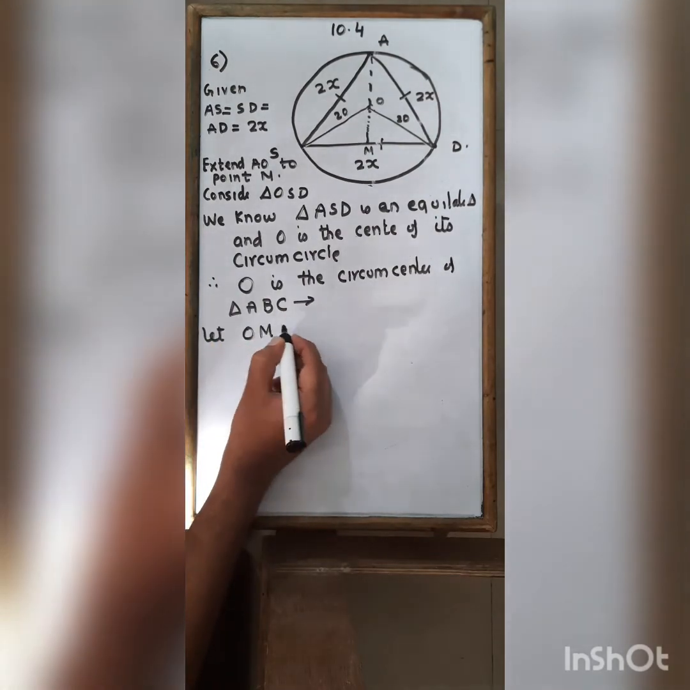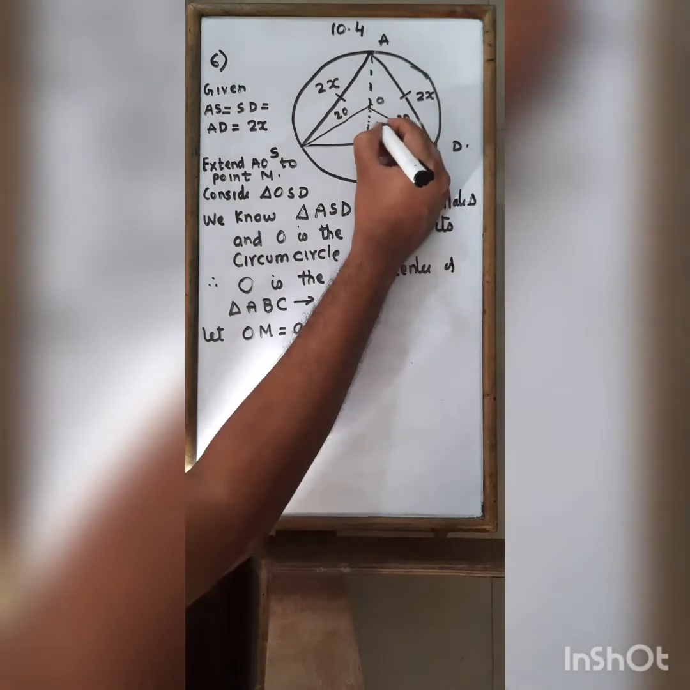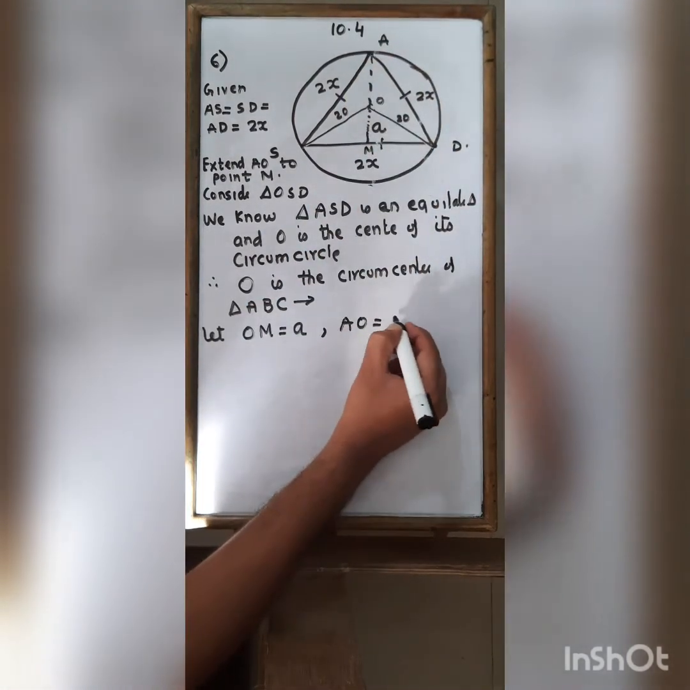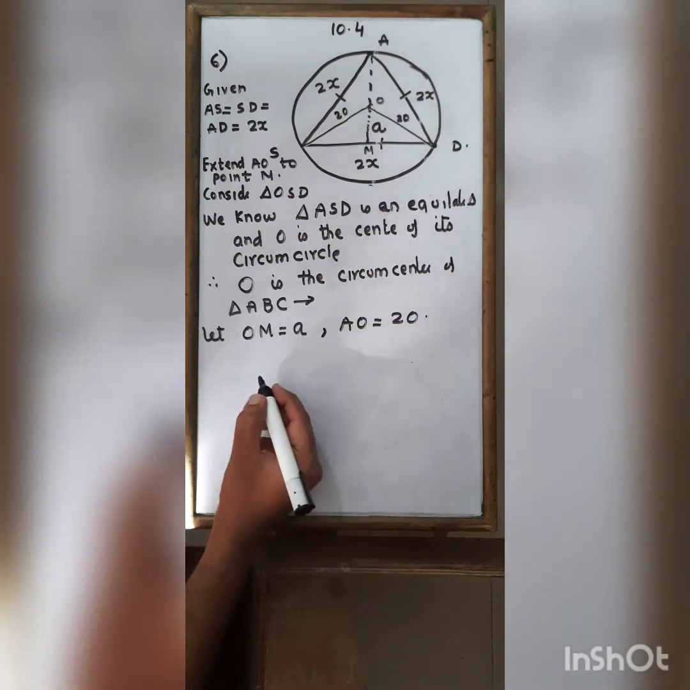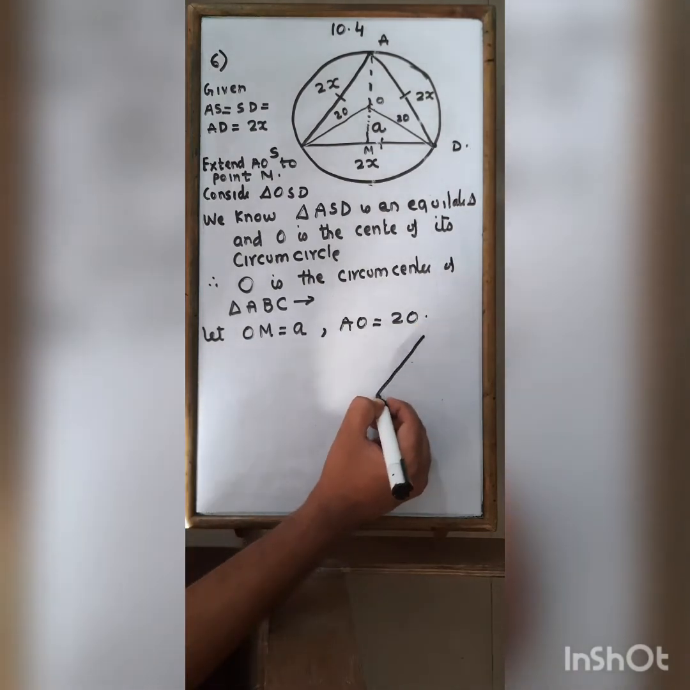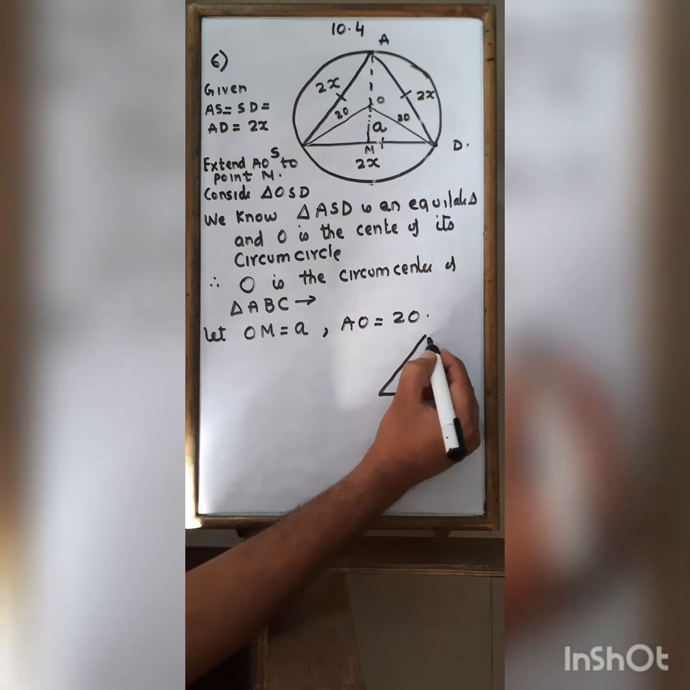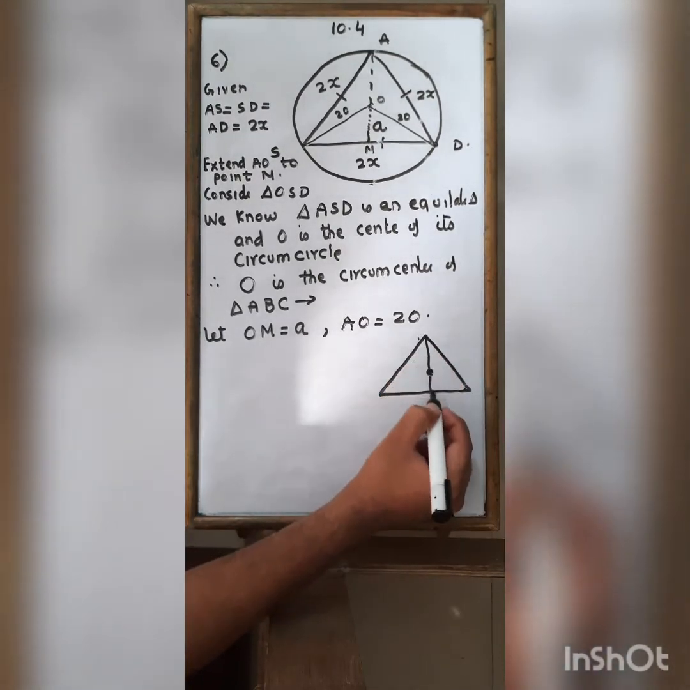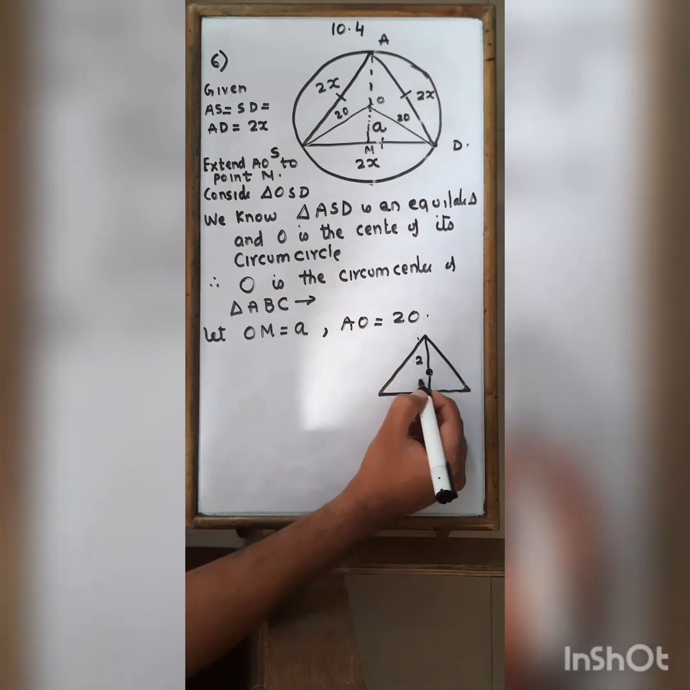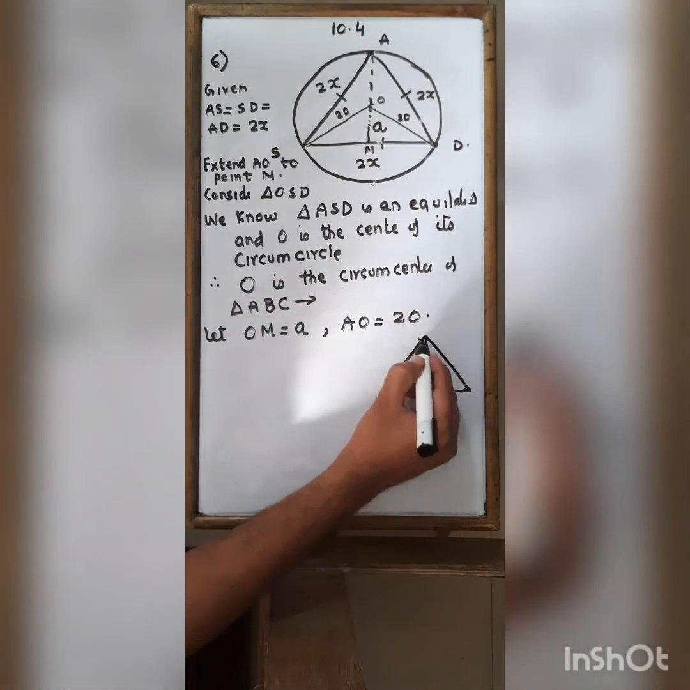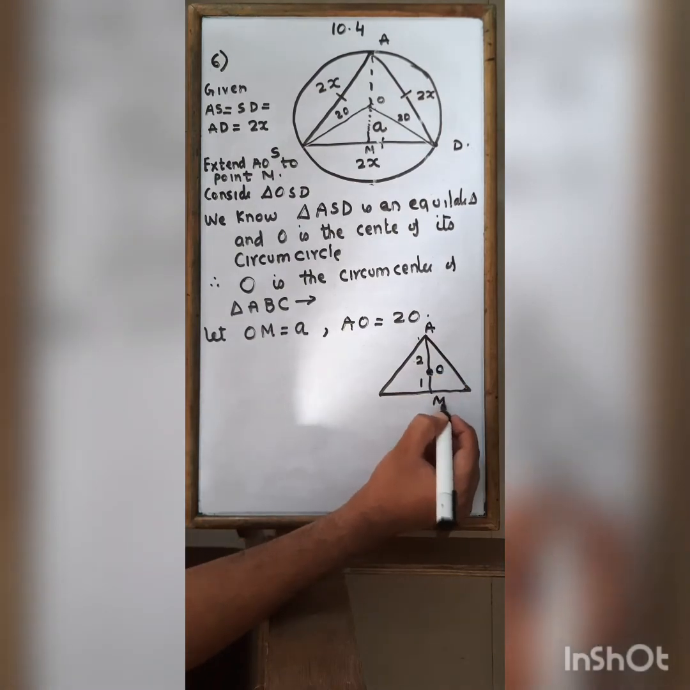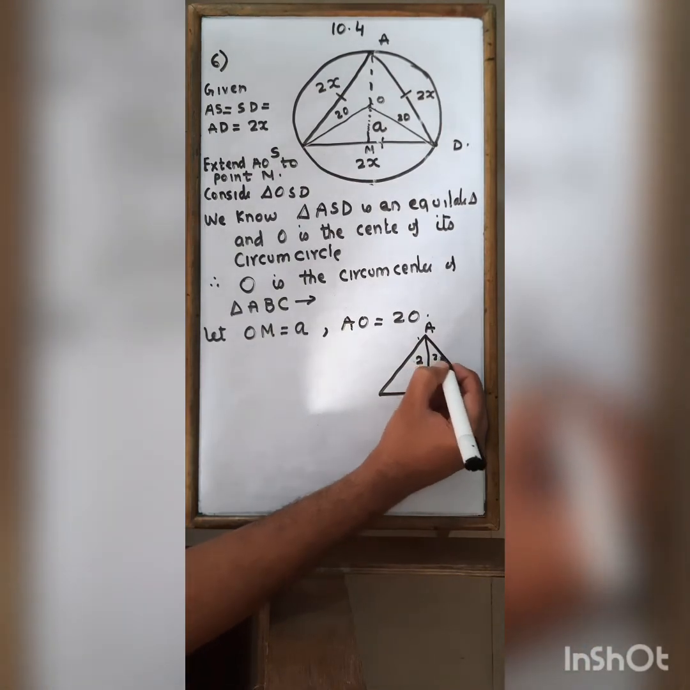Okay, so now let OM be equal to a. This is a, and AO is equal to 20. Okay, so there is a property of circumcenter, or we can say centroid. What is the property? This circumcenter divides the height in the ratio 2:1. So this is A, O, and this is M. This is a, and this is 20.